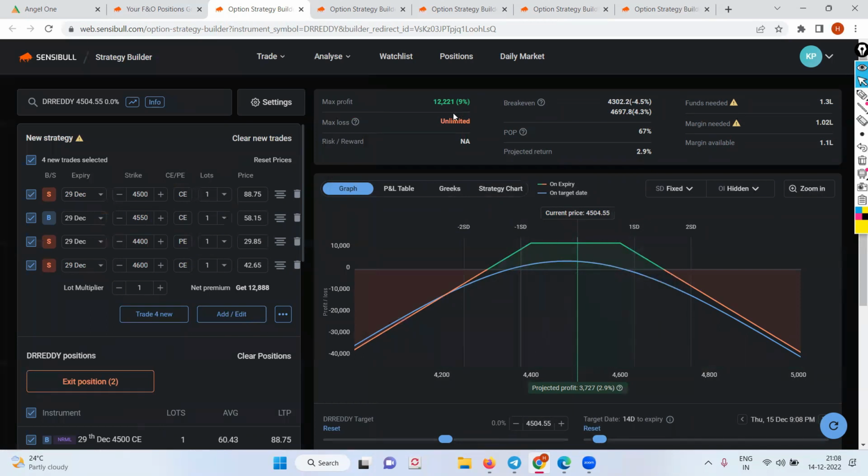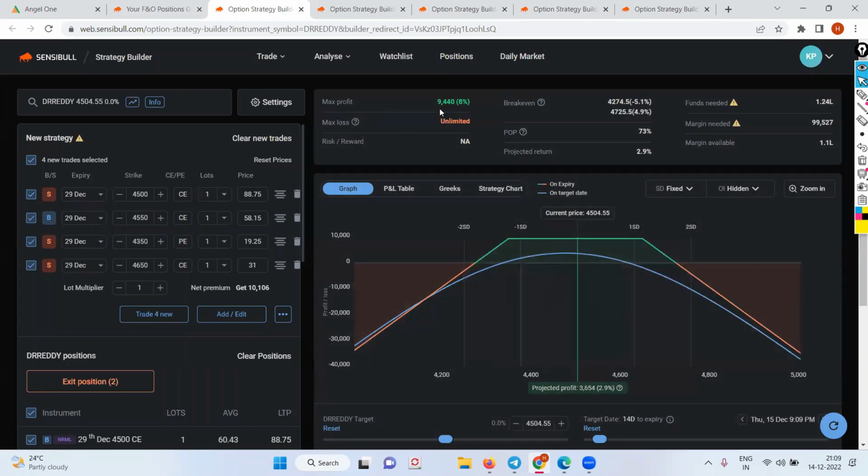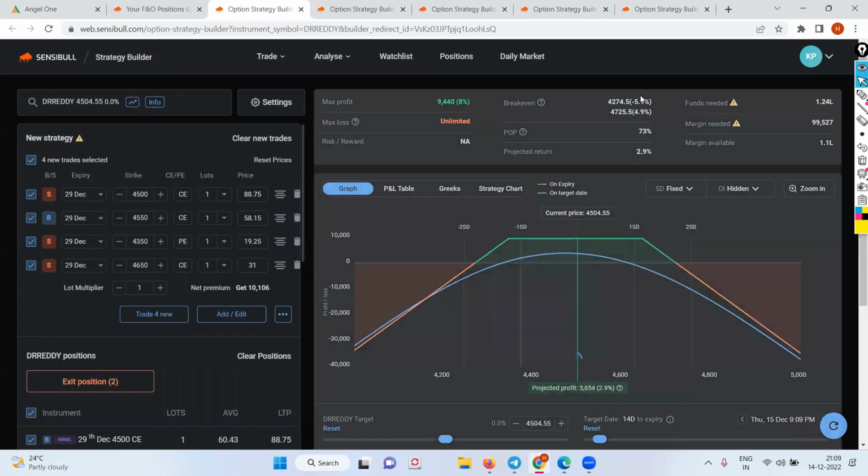Now your profit is less, but you get a range of almost 4.32% upside, or downside 4.12%. If someone is not comfortable, what you have to do is, 100 points, one strike below, one strike above. Now check, your profit has decreased, but your range has increased.